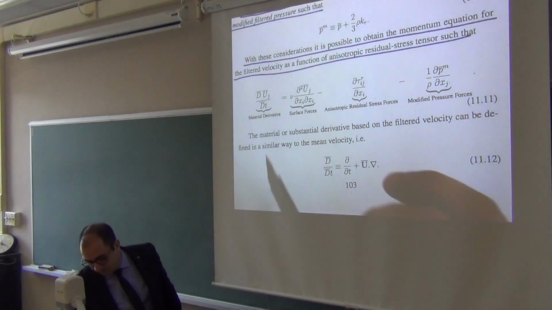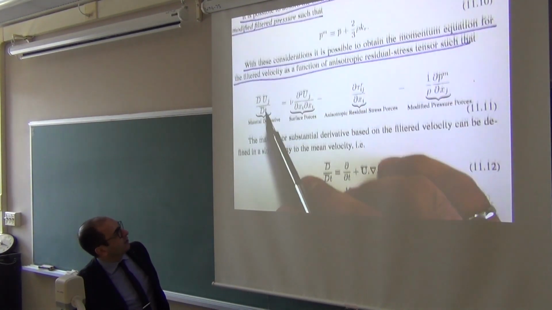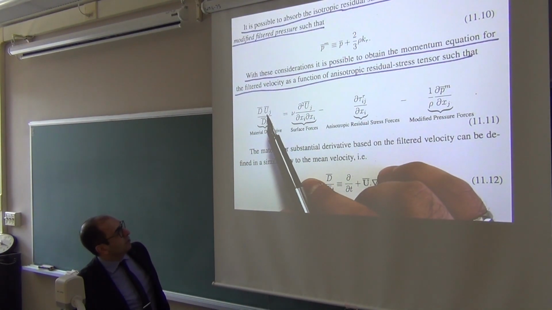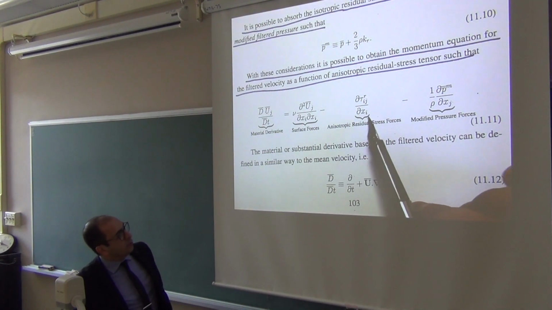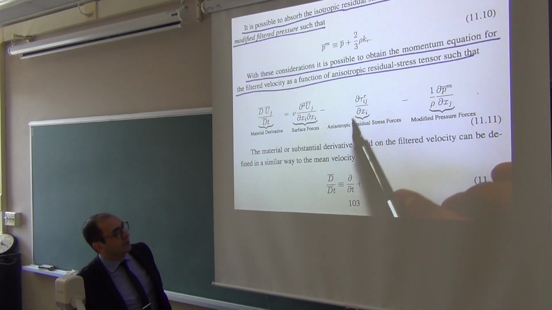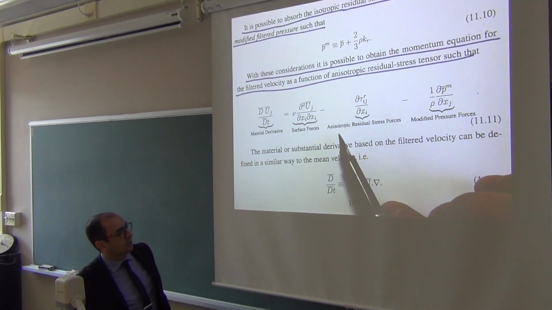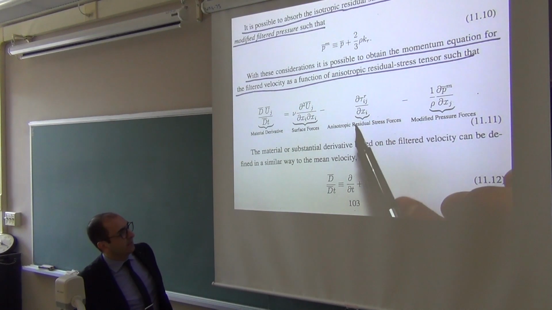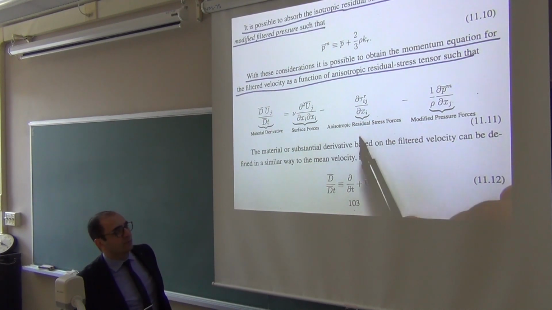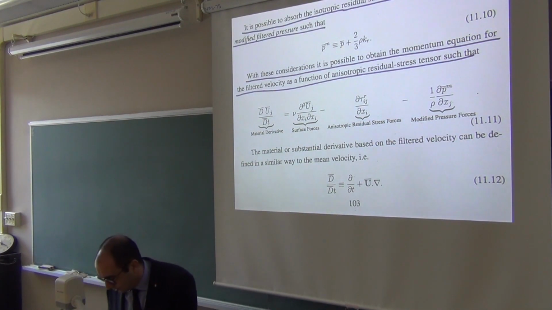So now I get what I want. Now I have a product of Ui, Uj. But as a result, this new term popped out. So this is the closure problem. The anisotropic residual stress force will remain, and I have to close it. And that's what I'm going to do.